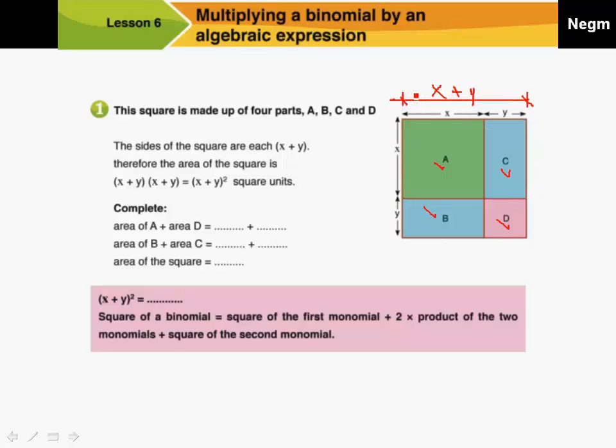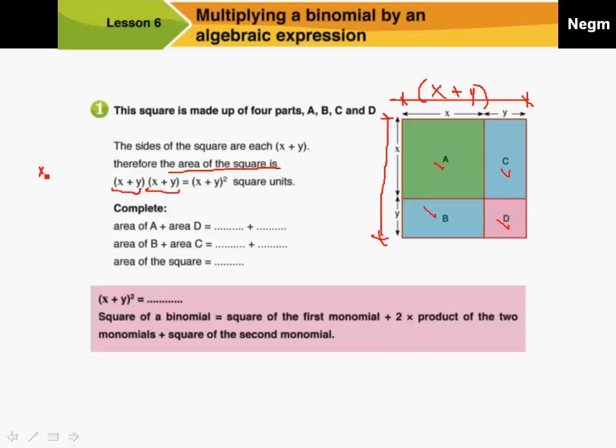This side is x plus y, this side is equal to x plus y, this is equal to x plus y, and this is equal to x plus y. The area of the square is side multiplied by the side. So the area is x plus y times x plus y.